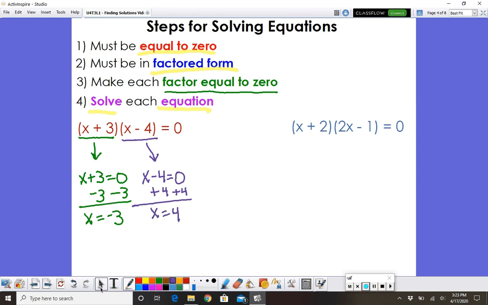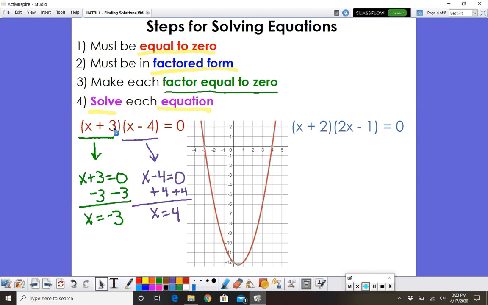Now what I want to do is I want to show you what the graph of these parabolas look like. So I have them hidden here. So this is the graph. There it is. This is the graph of this parabola. So one of my solutions here was negative 3. We can see at negative 3 we cross our x-axis. Over here we see that x could be 4. We see another intersection with our x-axis where x is 4. So that's how on a graph you can tell where your solutions are.